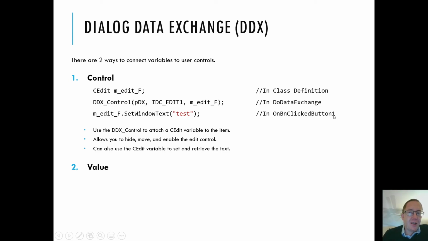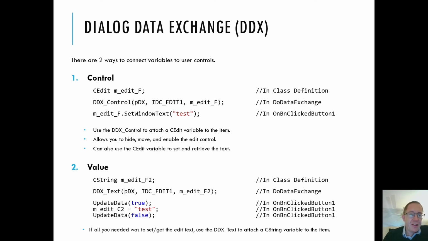When I get the OnClickedButton function call, I set the window text to something, or I get the window text and store it in a variable, a string. It is sort of a more direct way of doing it. I just get the text from this control variable, CEdit. Okay, that's fine. What if I don't want to use a control variable?